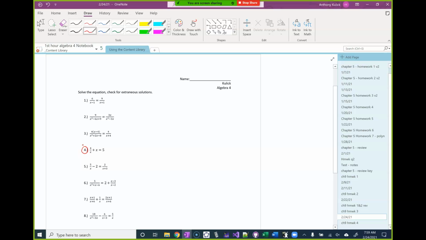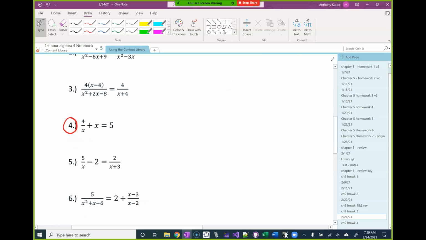So this is definitely not a proportion, right? So I'm going to do the clearing fractions technique on it. I know it's not a proportion because I have 2 things being added on that left-hand side. To clear fractions here, it's pretty easy because there's really only one denominator, and that denominator is x, right? So I'm just going to multiply both sides by x.